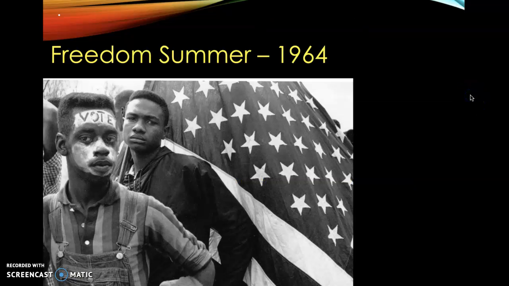So Malcolm was an impactful figure. He's assassinated in early 1965, but his legacy is going to impact the mainstream civil rights movement. And one of the things that the civil rights movement focused on from 64 into 65 was voting rights. And this was exemplified in particular by the Freedom Summer campaign in Mississippi during the summer of 1964.